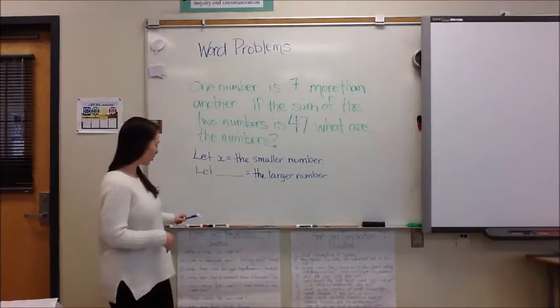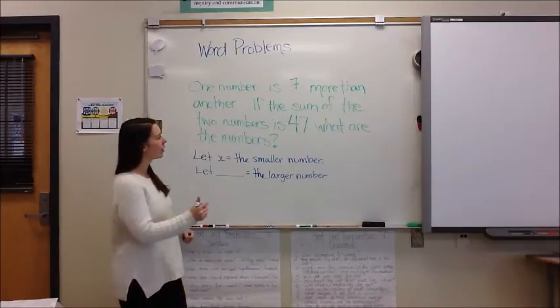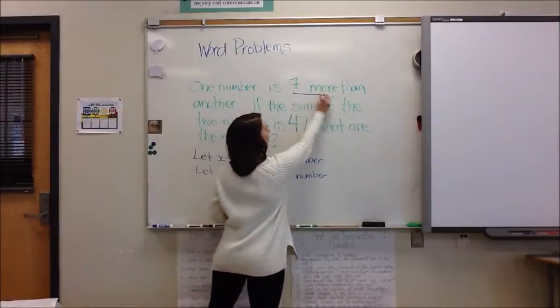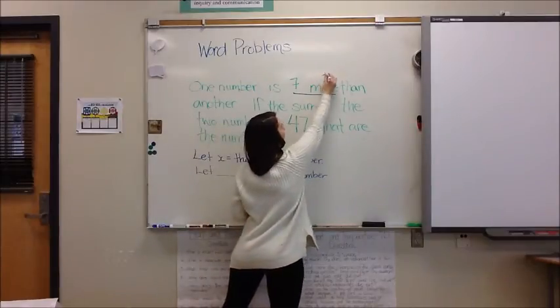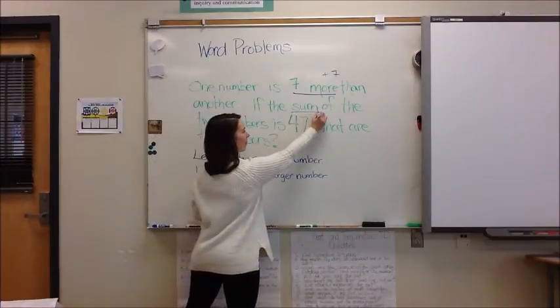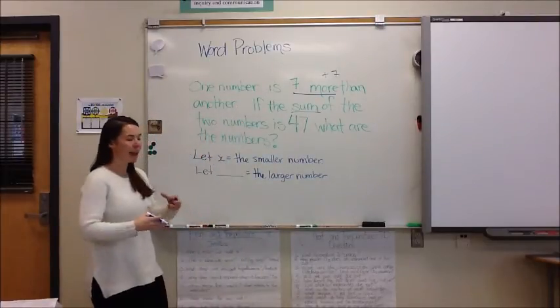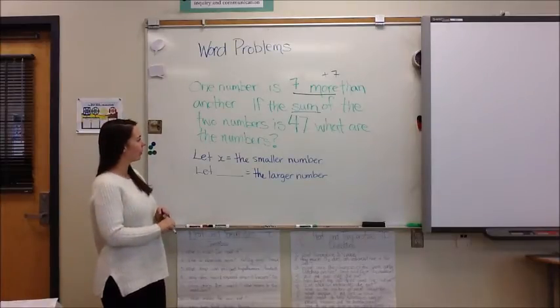So the first thing that I would do is look at my problem and underline some key words. The first one would be 7 more than. More than, we know we're adding. So we're going to add 7 here. The other one that I'm looking at is sum. Sum means the answer to an addition question. So I know I'm going to add 2 numbers together.